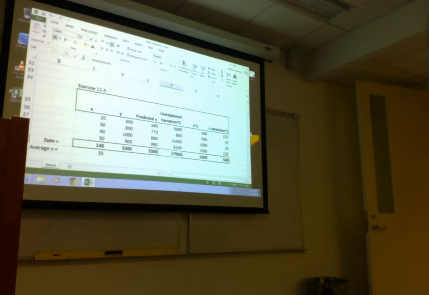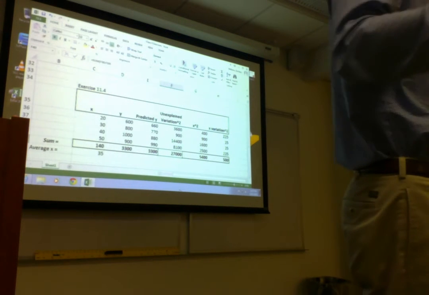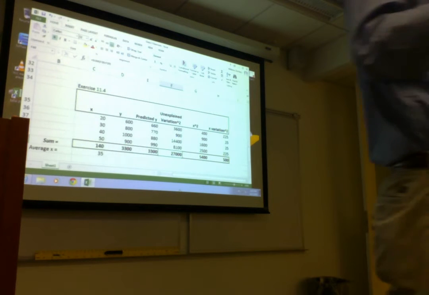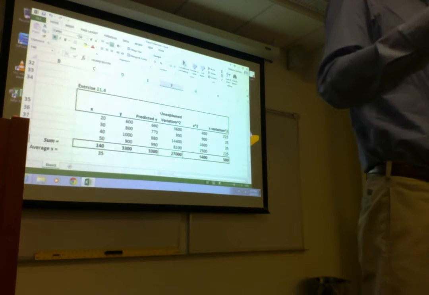Yes, Mike? Why is it 3? Why isn't it 3? We do n minus 2 because there's 2 unknown variables, the intercept and the slope. So more unknowns mean more estimating is necessary. So we have a wider interval as a result. Or we want a wider interval as a result. Okay.